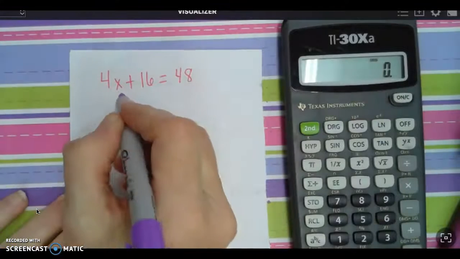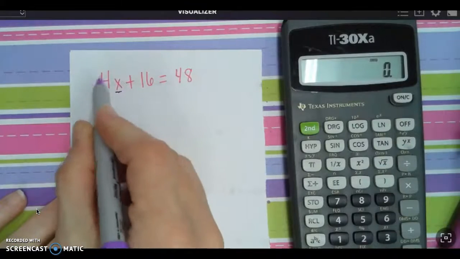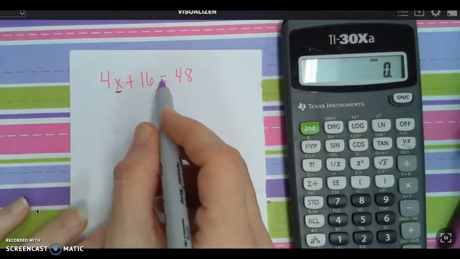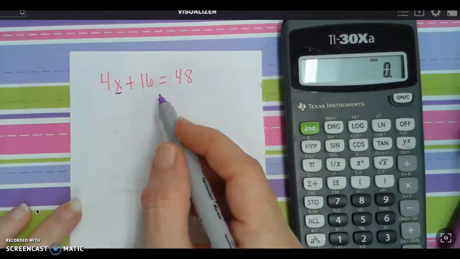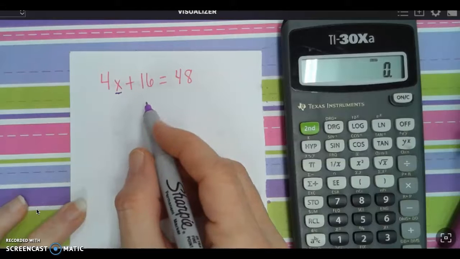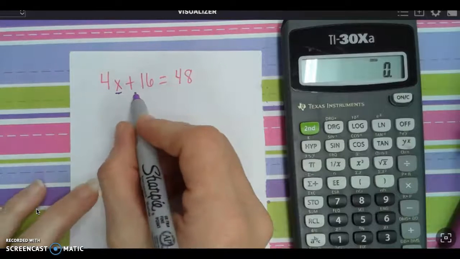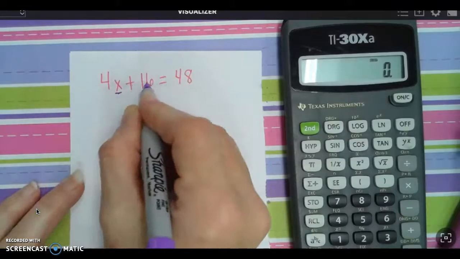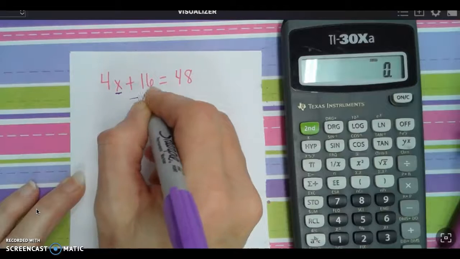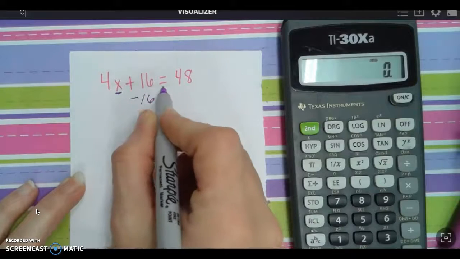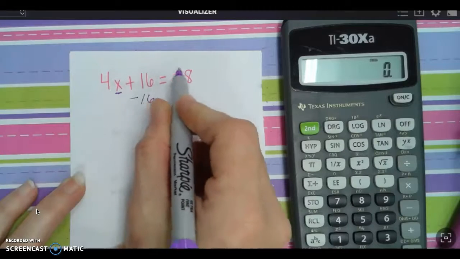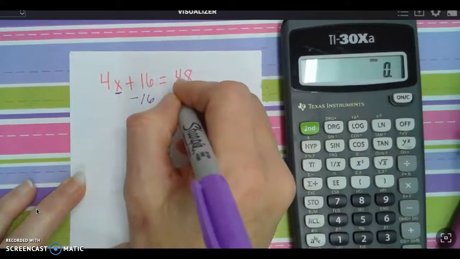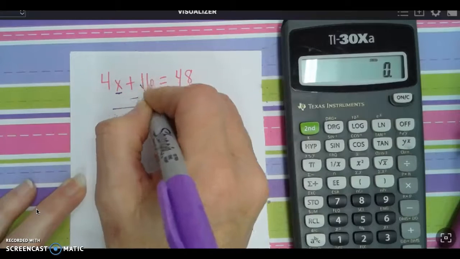So, before we can deal with this section, this 4x, we have to deal with this 16. Remember, we want to keep equations balanced. So, what we do to one side, we do to the other, and we always do the opposite. So if this is a positive 16, we're going to subtract 16. And when I say one side and the other, we're talking about the left side of the equal sign and the right side of the equal sign. So I'm going to subtract 16 from both sides.